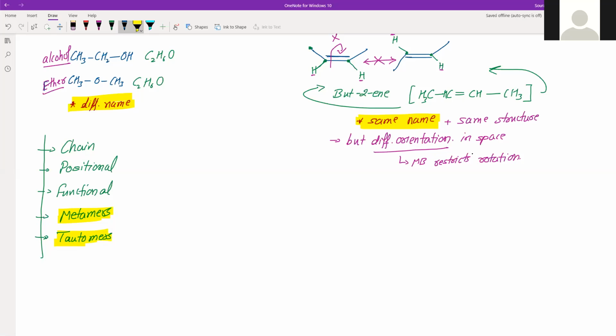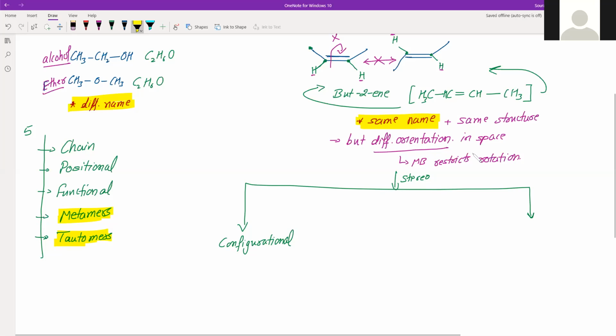And coming to this side, that is for stereoisomers. These stereoisomers can again be divided into two categories. Here there are 5 subcategories. Here there are 2 subcategories, but both are important. One category is for configurational isomers.